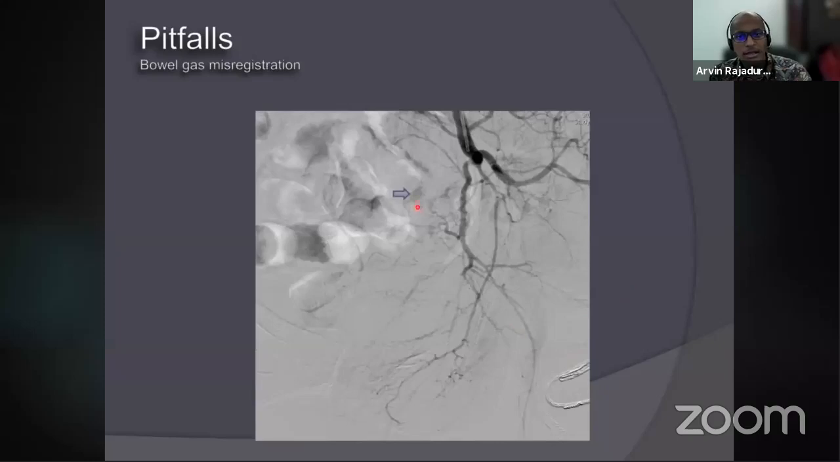All right. And you can have bowel gas misregistration. Yes, that also can happen during the angiography. You think you see a kind of a bleeder, but then you have to pay close attention to it, and it's bowel gas misregistration.